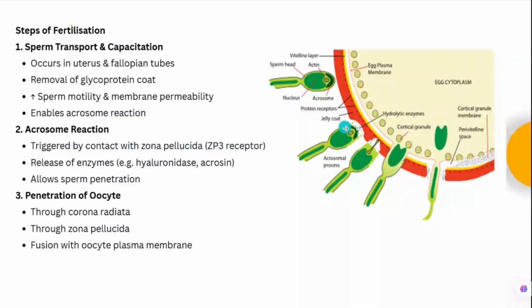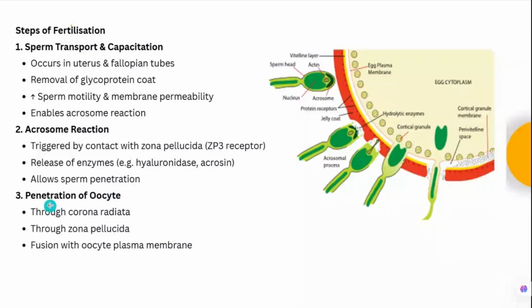There is a ZP3 receptor. Once there is contact with the zona pellucida, there is an acrosome reaction. There is a release of enzymes such as hyaluronidase and acrosin. So which enzymes are important? Hyaluronidase and acrosin. These are the enzymes that allow sperm penetration.